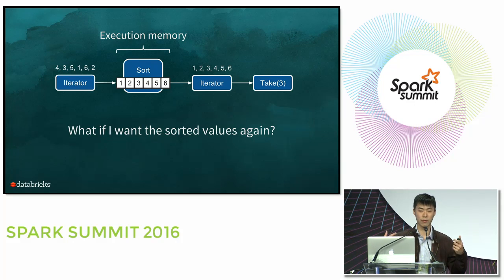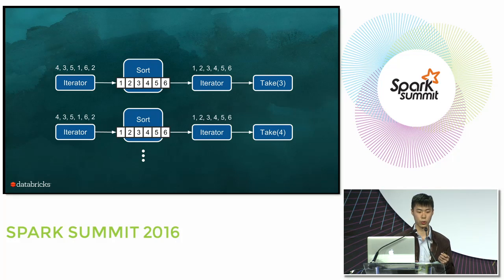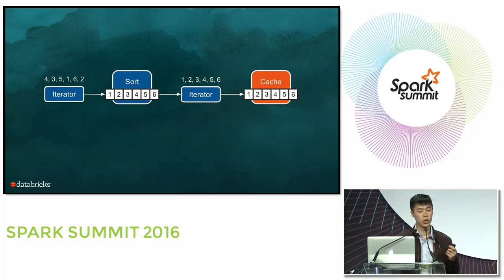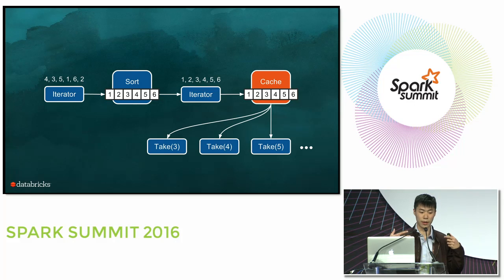Now, what happens if I want to get the sorted values again? Well, the contract of the iterator is that you can only traverse it once. So what this means is we're going to have to essentially perform the sort again to get those values. And this could be very expensive. So perhaps a better thing to do here would be to cache the sorted values if we know that we're going to reuse them over and over again. So now we can go ahead and run whatever actions we want without having to trigger the sort again.